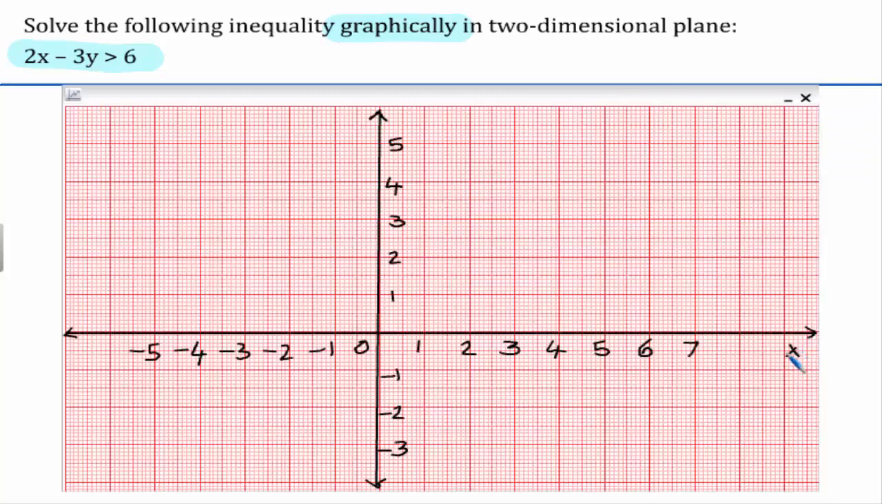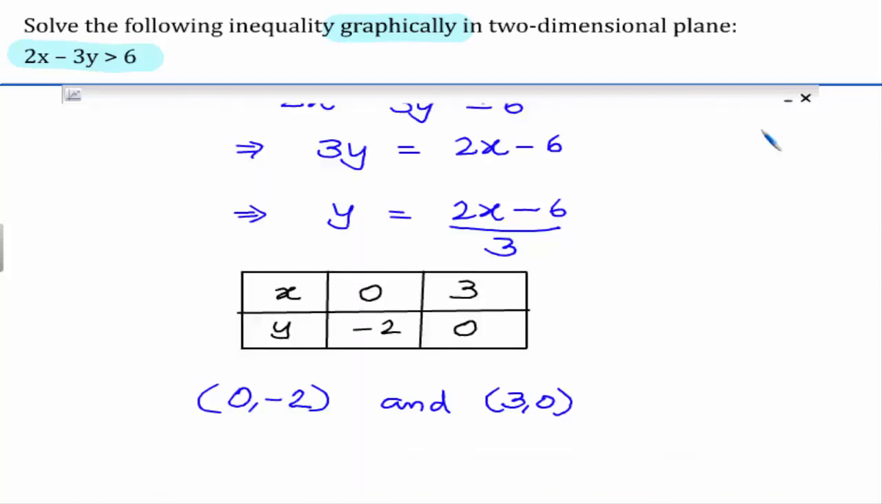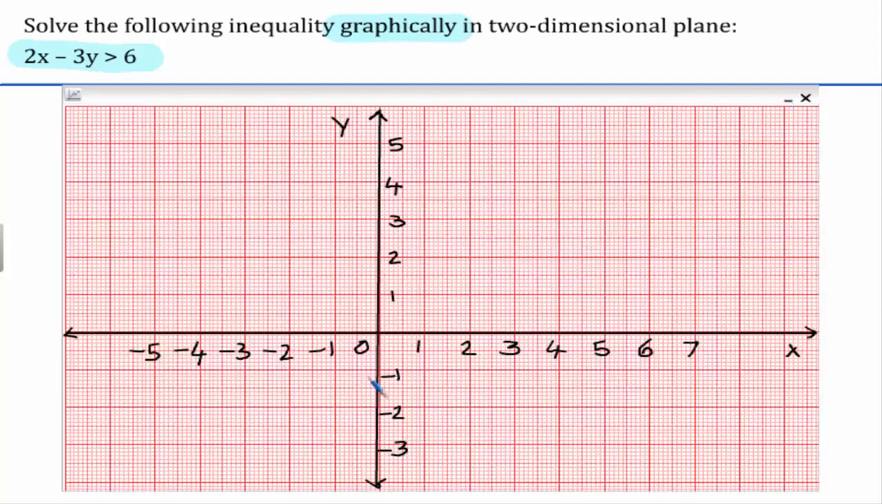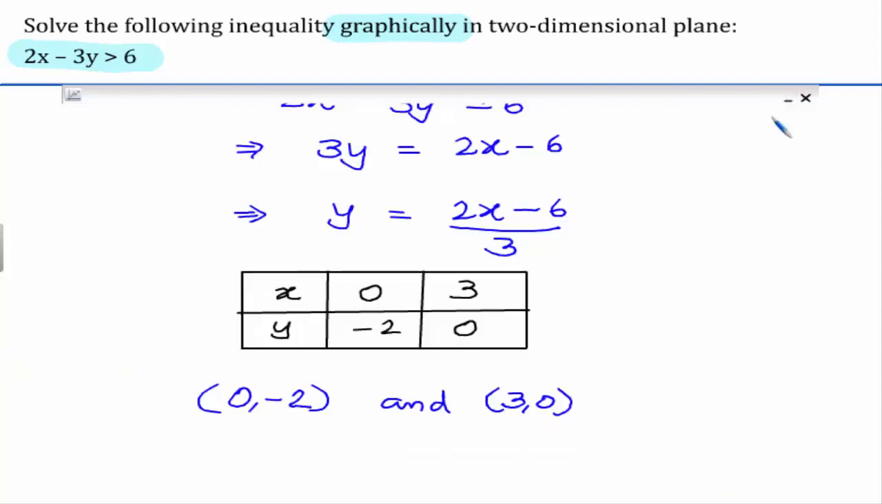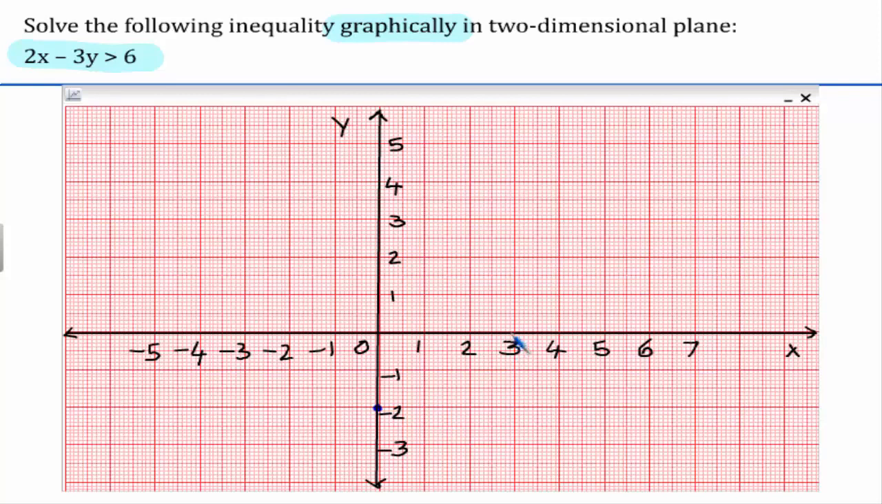Here is the x-axis and here y-axis, and the ordered pair for us is (0, minus 2). So (0, minus 2) will be here. And the next one is (3, 0), which will be here. And as you can see, the inequality has only greater than. So here we need to draw the dotted line. This you have to be very, very careful, because the points which are on the line will not be in the region. So we have to draw the dotted line only.